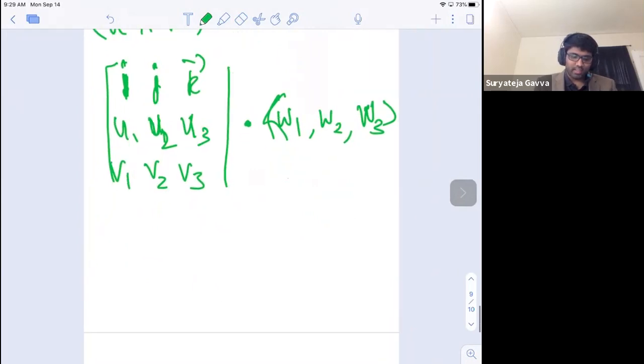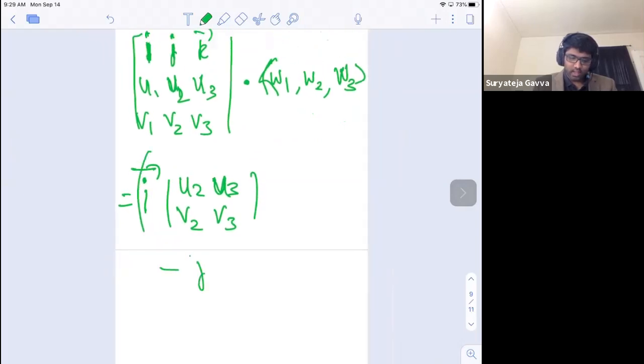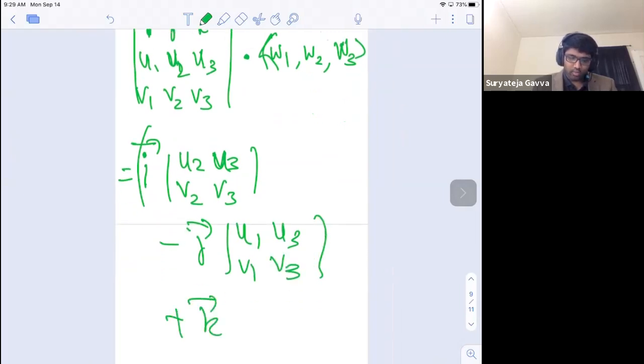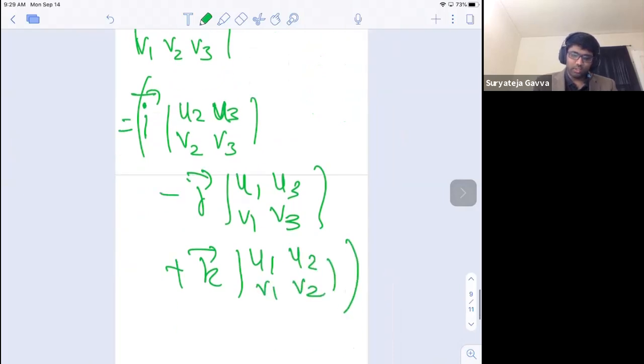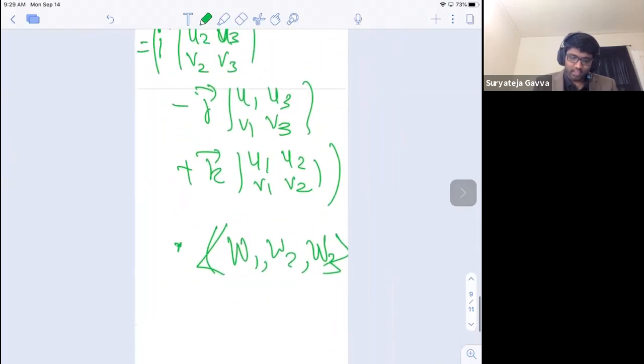And if I expand this, this is i times (u2 v3 minus u3 v2), minus j times (u1 v3 minus u3 v1), plus k times (u1 v2 minus u2 v1). So that is u cross v, and I dot it with the third vector, w1, w2, w3. So just write this down.